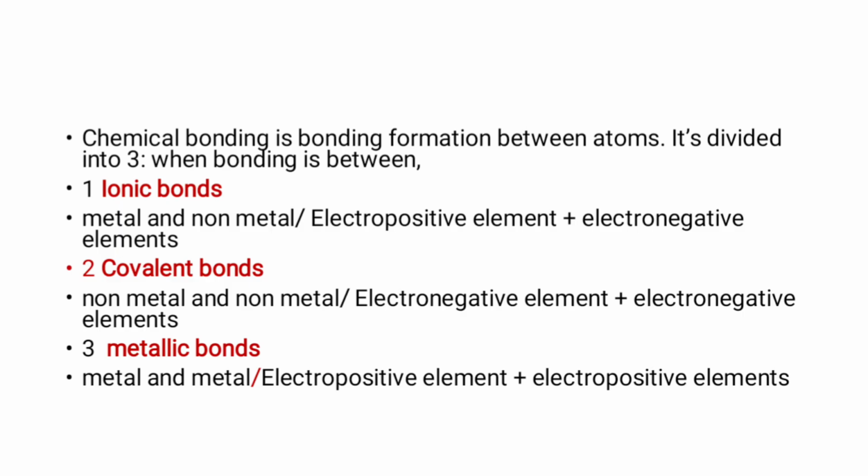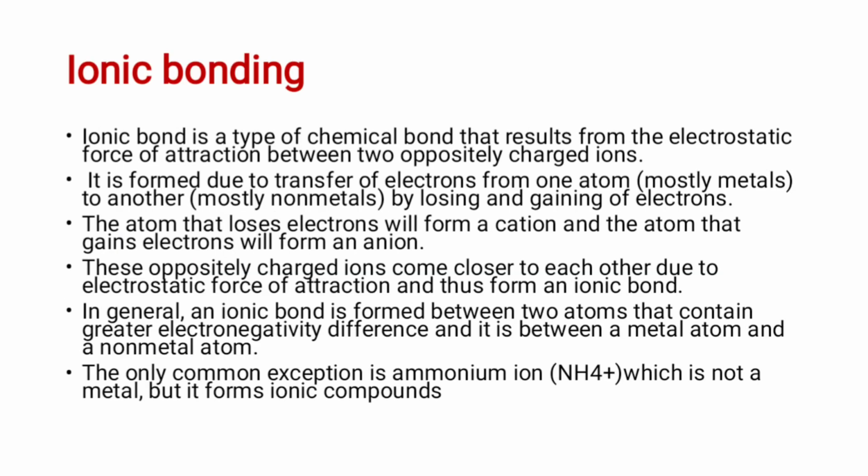When we say electropositive, it means an element with low electronegativity. So two elements with low electronegativity can form a metallic bond. Two elements with high electronegativity can form a covalent bond. One element with low electronegativity and one with high electronegativity can form an ionic bond. I think we got this.